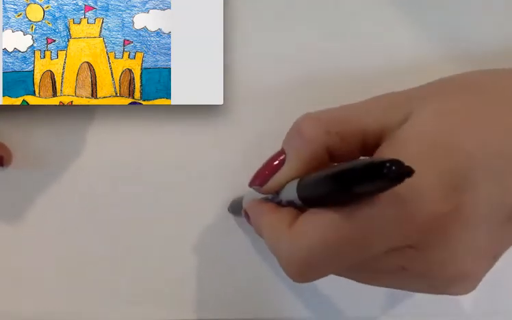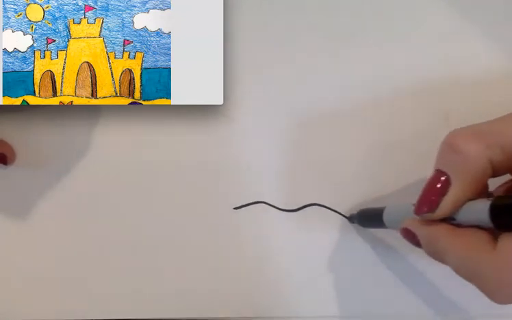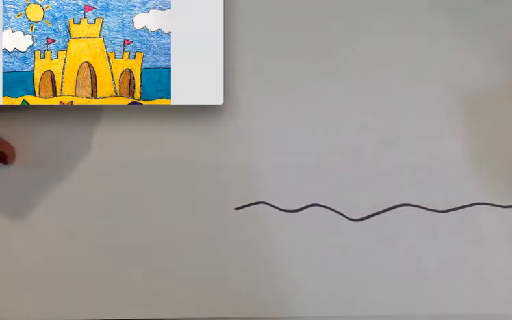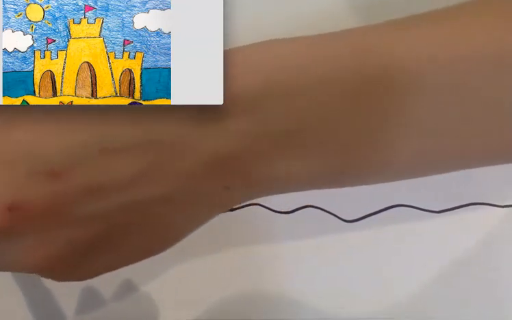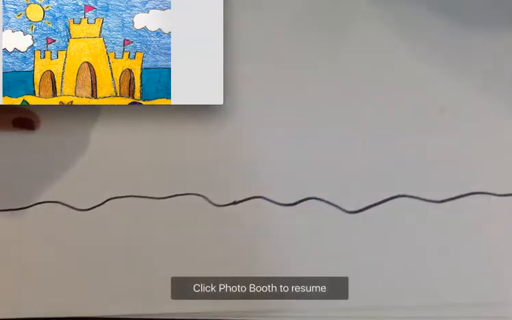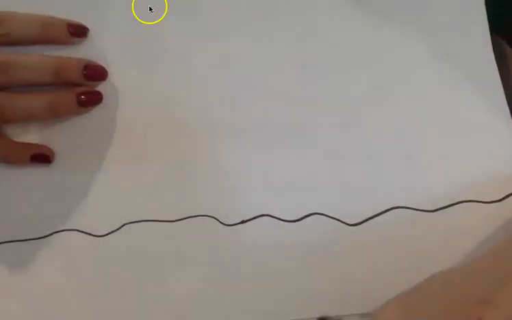Right here at the bottom, I'm just gonna do a wavy line, and this is gonna represent the sand. I'm gonna do that wavy line all the way across my paper. It doesn't have to be perfect, okay? That's the first part.